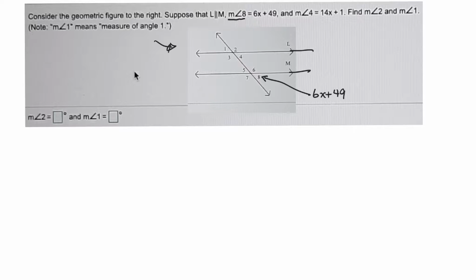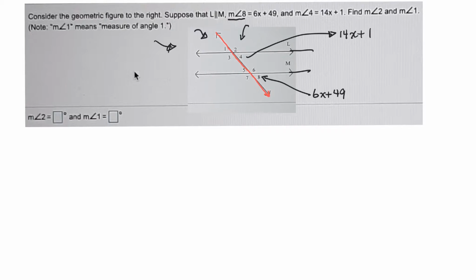Okay. Then they say angle 4, that's that one, is 14x plus 1. Then they say, what's the measure of angles 2 and 1? So they want to know this angle and that angle. Now this is called a transversal. So this line, I'll do it in red. This line is a transversal.